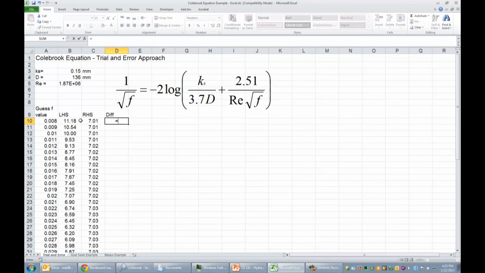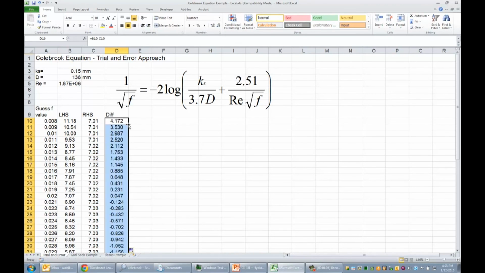So I'm just going to do one minus the other, and I'm going to try and find the smallest difference possible. So where is it? It looks like my smallest difference is right there. And so the two aren't exactly equal, which means the solution is a little bit greater than 0.02, but a little bit smaller than 0.021.